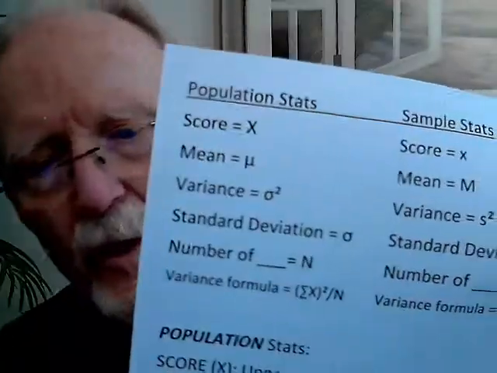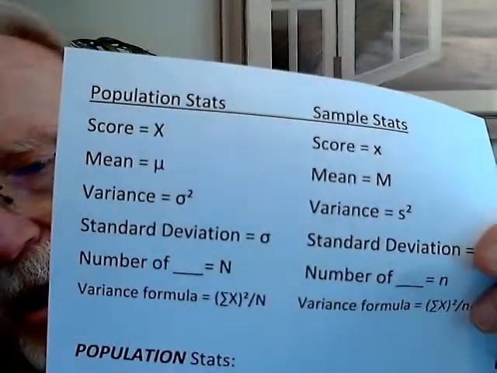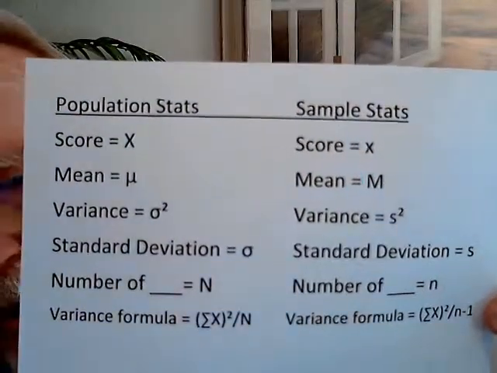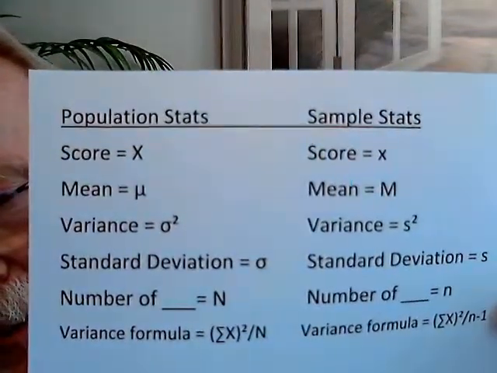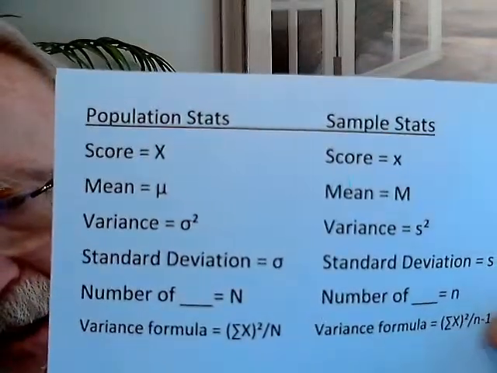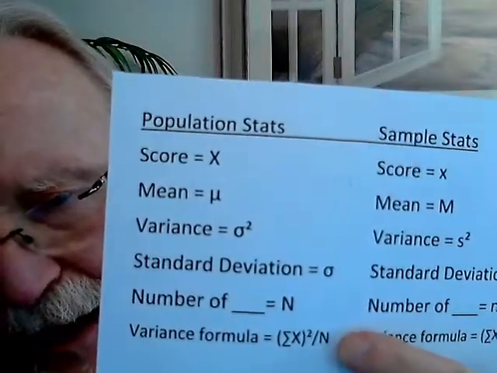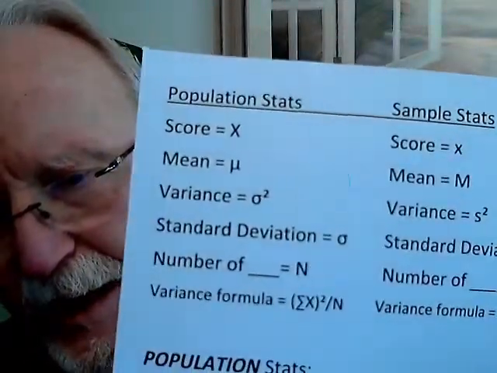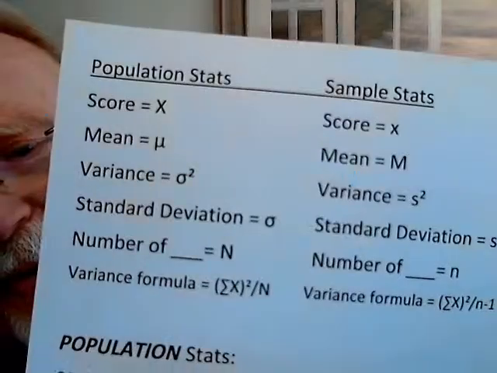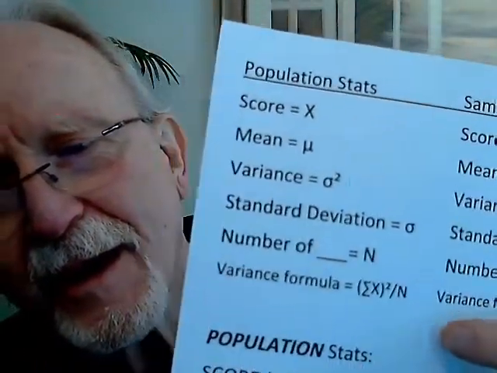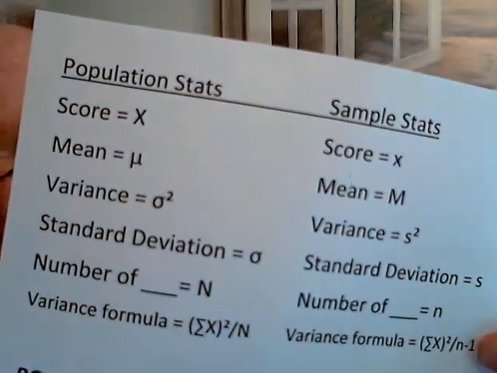Just a little bit of refreshment on that. When we do our calculations and we're dealing with a sample, we're going to be subtracting 1 from the number before we divide into the sum of squares. If we're dealing with a population, we're just going to divide by n. If it's a sample, we're going to be dividing by n minus 1.